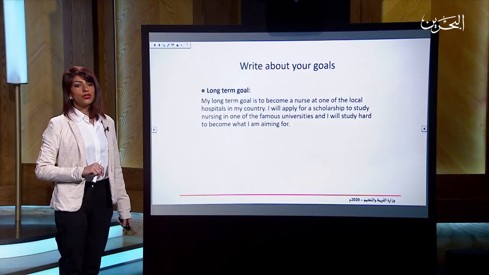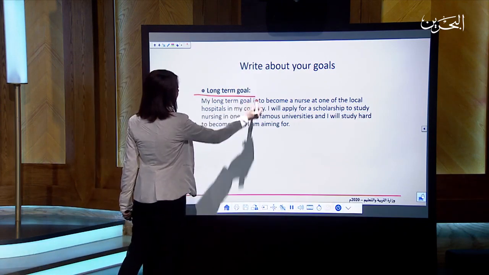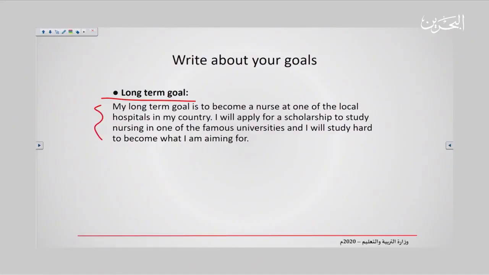Moving to the long-term goal. Don't forget, it has to be in a heading. Then here you have to write your long-term goal. One is enough. Let's see. My long-term goal is to become a nurse. Now, this is one of the jobs that you could have in the future. So, if you want to be a nurse, what are the things that you have to do in order to be a nurse? Let's see.